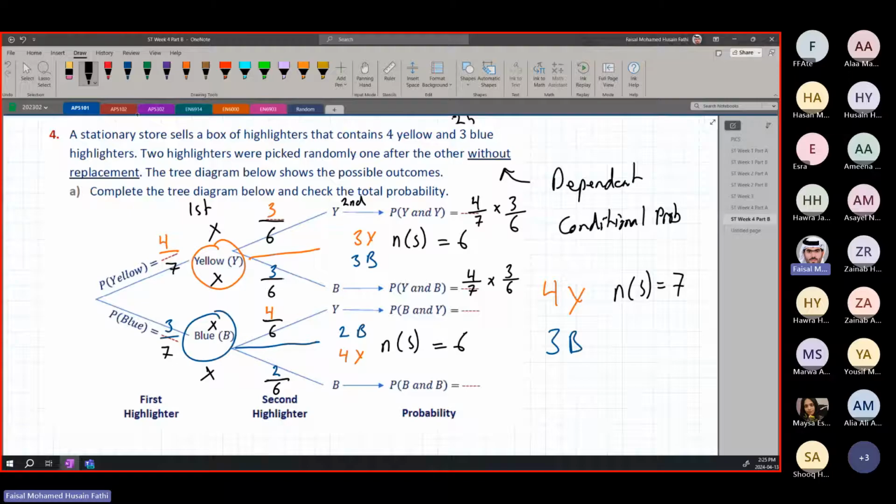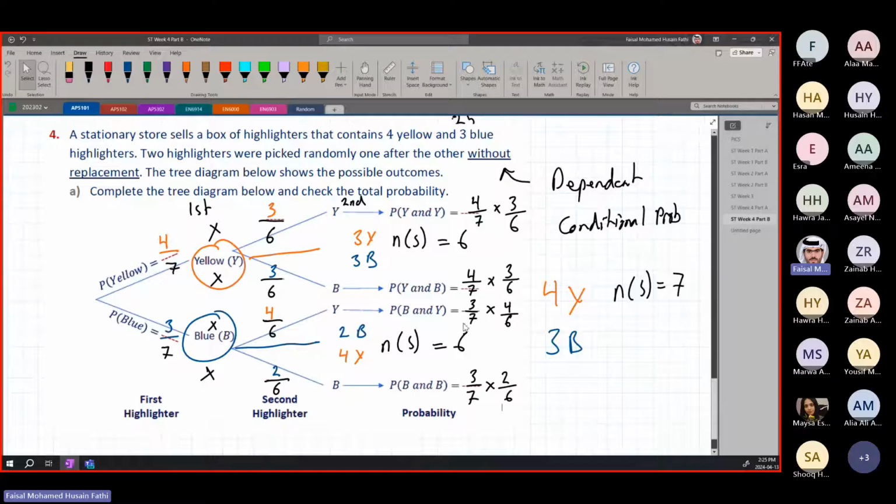For the blue line, the bottom line, we're going to be multiplying 3 over 7 first by 4 over 6 for yellow, and then again 3 over 7 by 2 over 6 for blue. And this is how you will be solving for all your conditional probabilities, or your AND probabilities, your intersection probabilities, also known as the joint probability, depending on your first highlighter and your second highlighter.